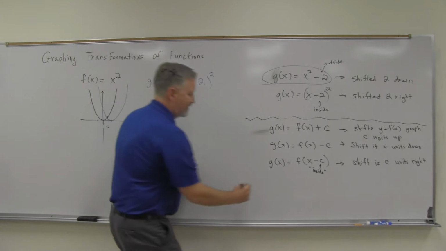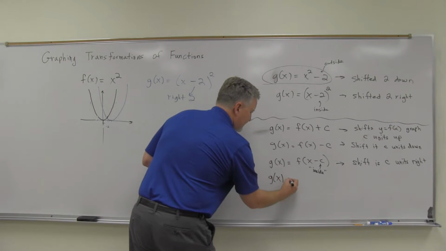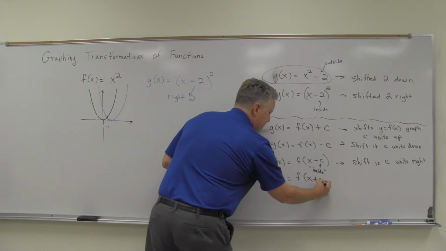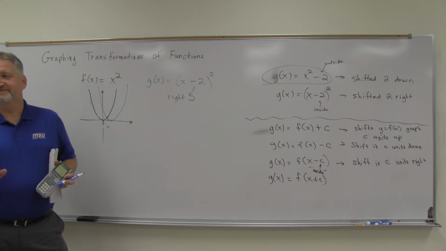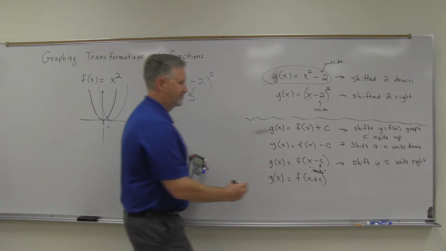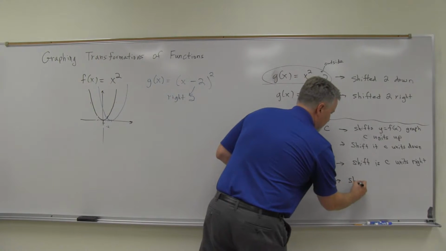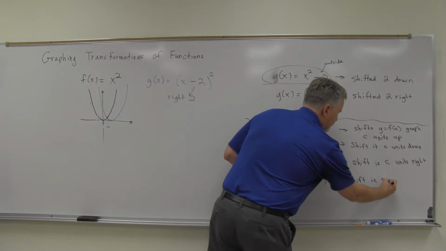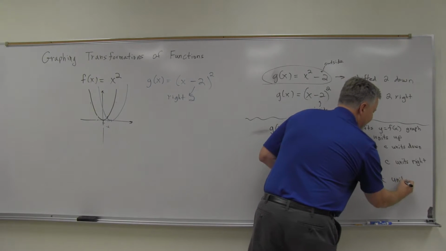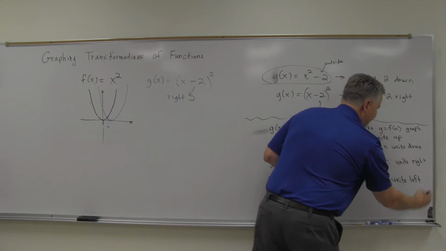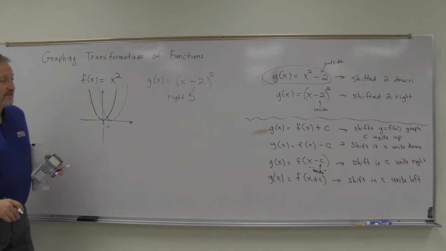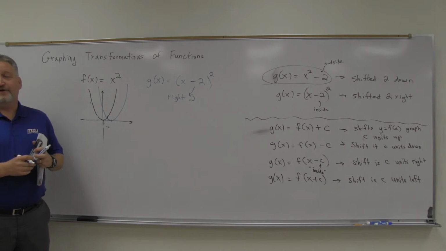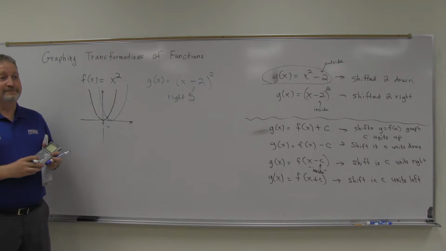So if it's g of x and you've got f of x plus c on the inside, guess what that's going to do? That's going to go left. As a rule, whatever sign is inside will change how many units it's moved in the opposite direction. If it's on the inside, it goes opposite of what you would originally think.